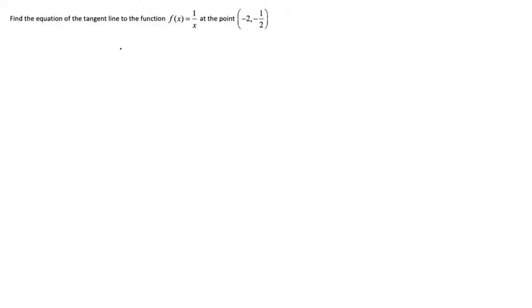Find the equation of the tangent line to the function f of x equals 1 over x at the point -2, -1/2. Of course, here we realize that f of -2, once you plug the -2 in here, we do get -1/2. So that's just what this is saying. It's just a point on the graph.